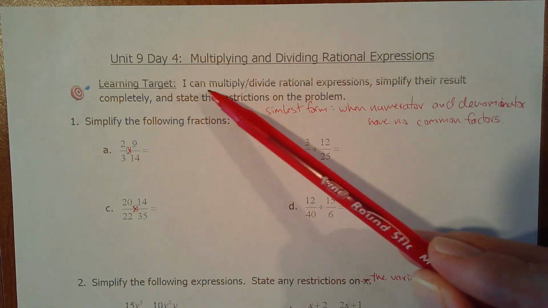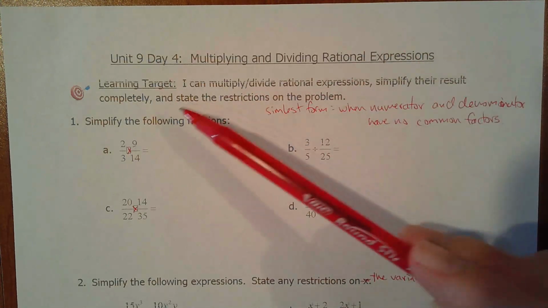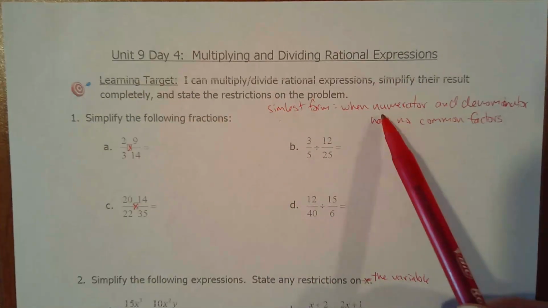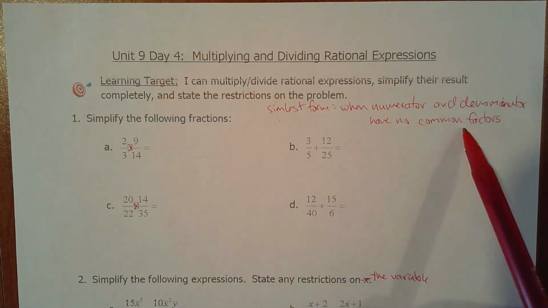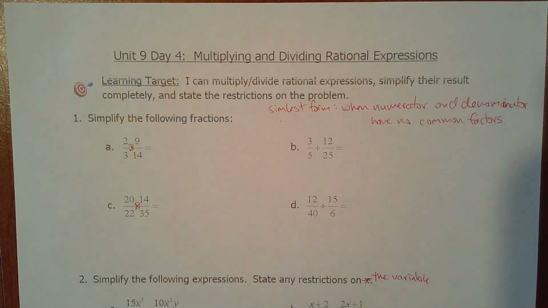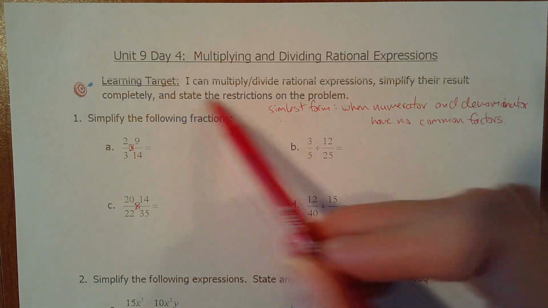But our learning target: I can multiply or divide and simplify the results completely, where simplest form here is when the numerator and the denominator have no common factors. So you have it simplified completely when they share no factors on top and bottom. And we also want to be able to state restrictions.